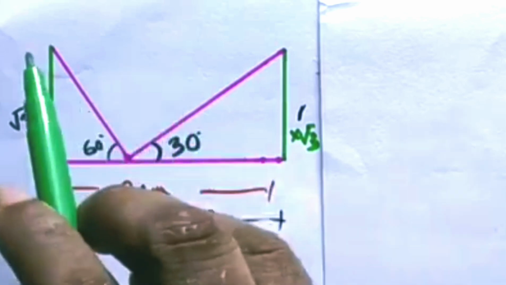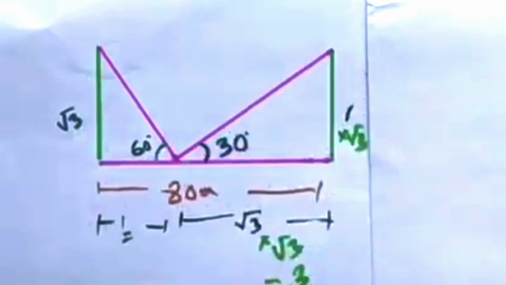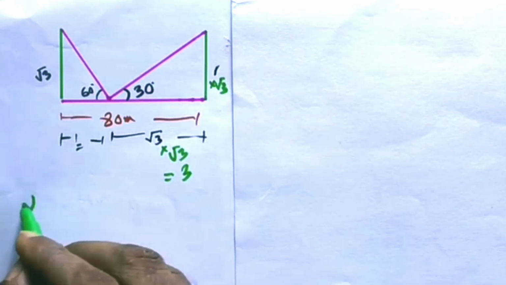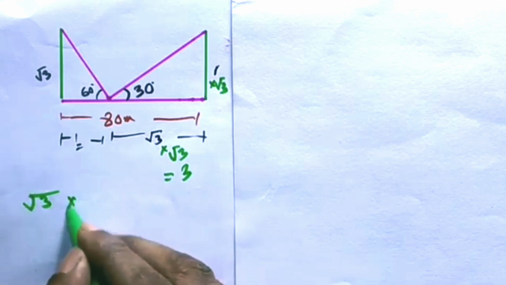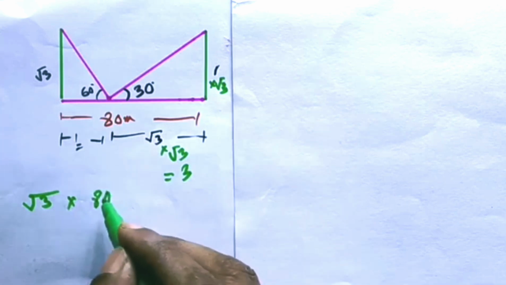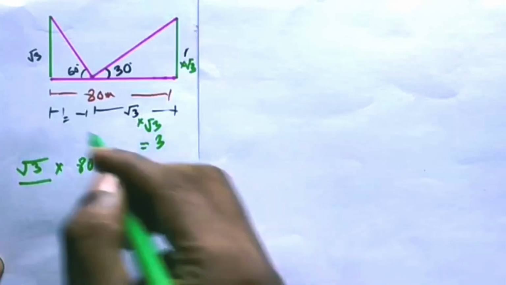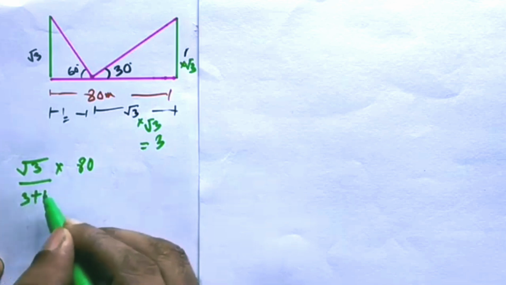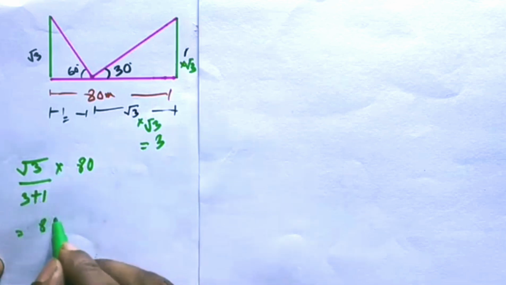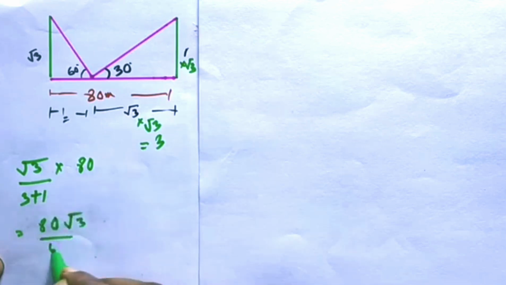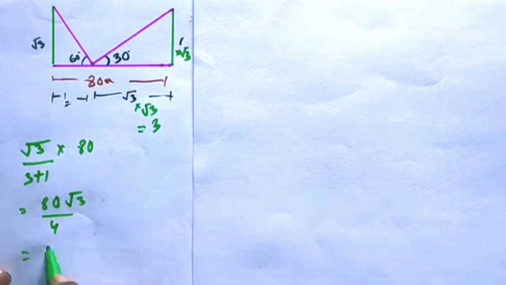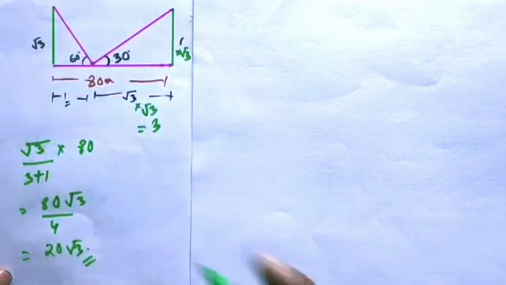So the first ratio is root 3, into the given value, which is 80. The values ratio is 3 plus 1, which is equal to 80 root 3 by 4. So 20 root 3 is our answer. That is, the height of the pole is 20 root 3 each.